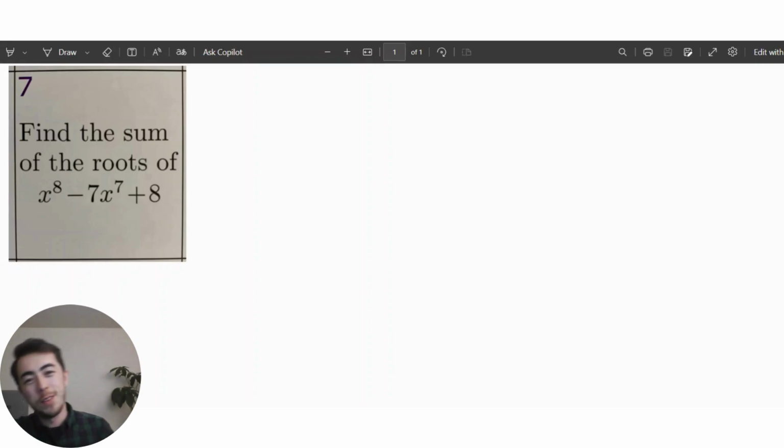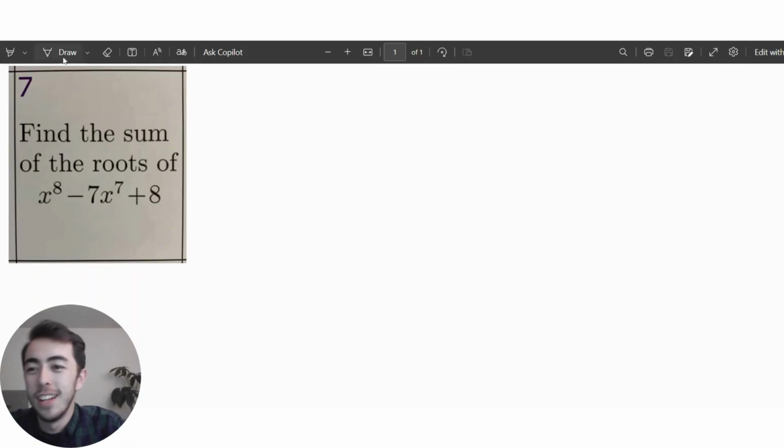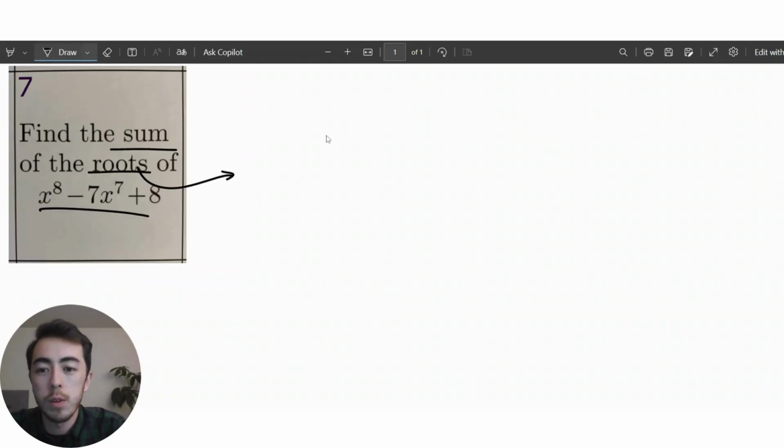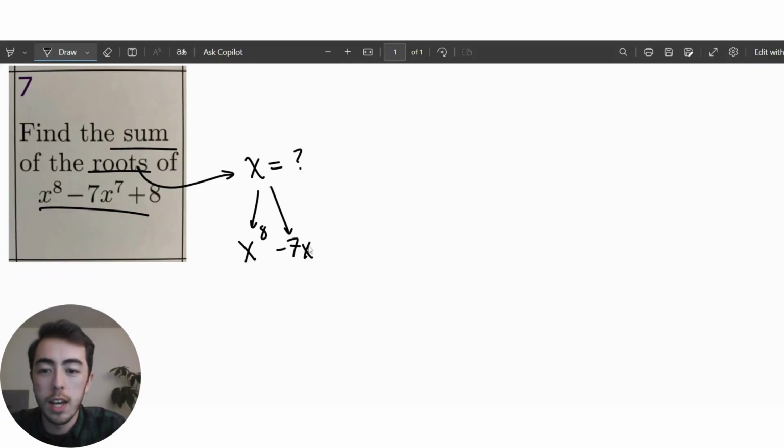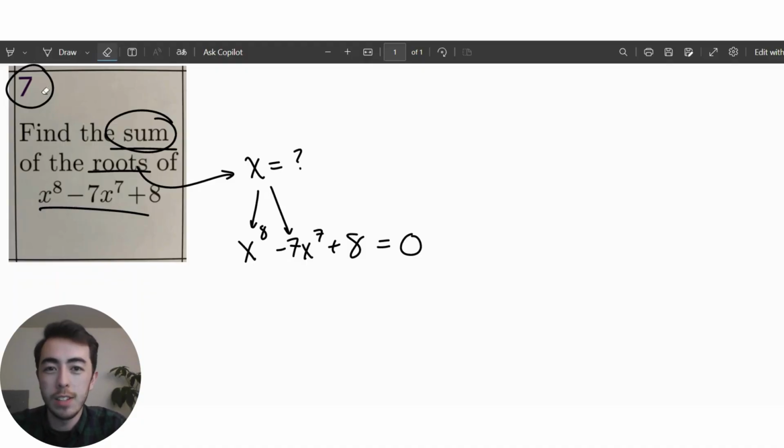It's January 7th. We got another problem from this calendar. Let's get on into it. Let's find the sum, so that means adding stuff up, of the roots of this polynomial. A root is a certain value of x such that when I plug it in to my equation, I get a 0. So that's what it means to be a root. And looks like we need to find a few of them, at least two, add them all up, and we should get 7 out of it, because the answer for these problems is always the date.